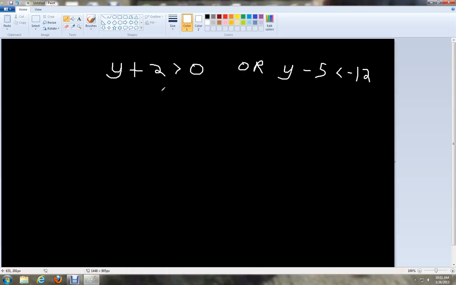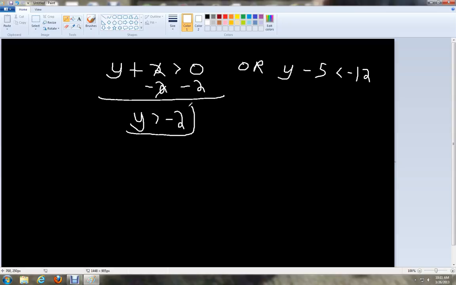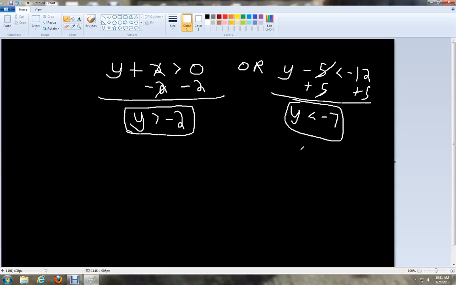What we're going to do is just solve for both of these inequalities. So we just subtract 2 from both sides. Let's cancel, and we have y is greater than 0 minus 2, which is negative 2. So we'll save that one. And then for this one, we just add 5 to both sides. Cancel. So then y is less than negative 12 plus 5, which is negative 7. Save that one.